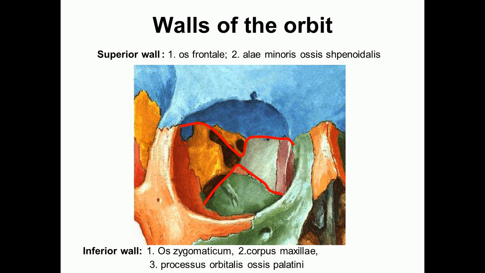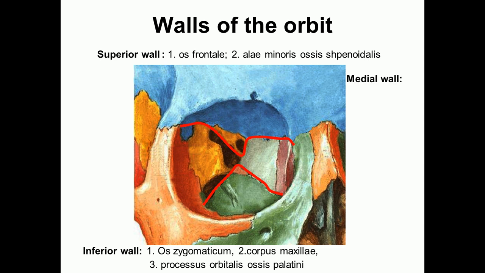Processus orbitalis ossis palatini is quite small, triangular shape in the apex of the pyramid, apex of orbit. Here, this small, maybe pink color, maybe some kind of brown color. This depends on your screen. So 3 bones form the inferior wall.